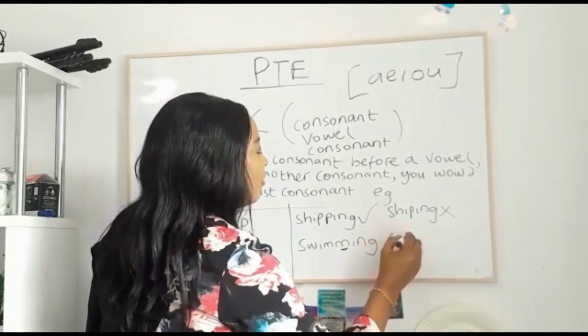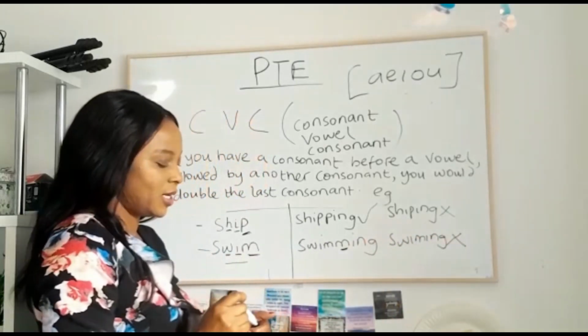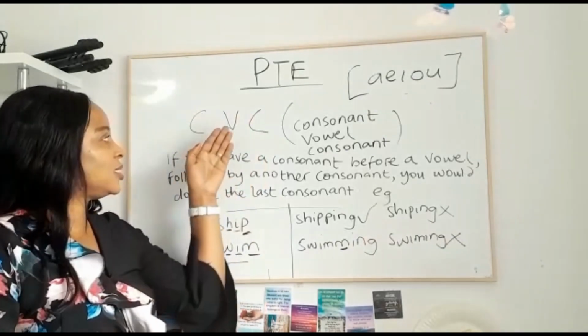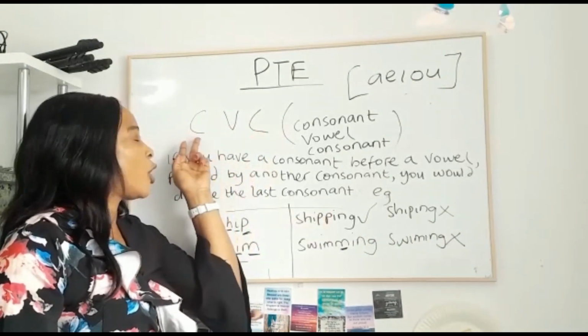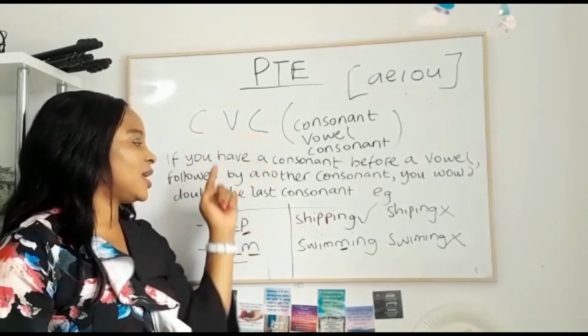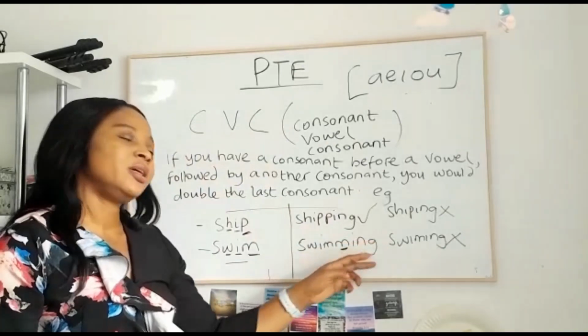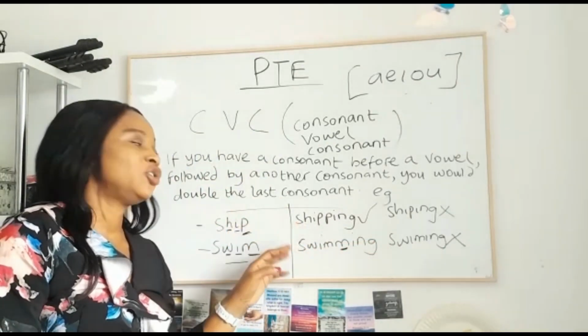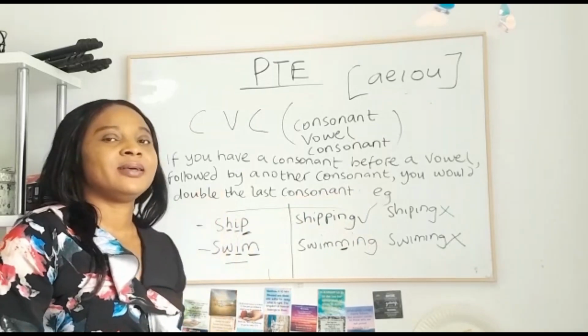But if you have anything like this, you would not be getting the spelling right. So you need to consider the CVC rule when you spell. Remember, when you have a consonant, a vowel, then another consonant, you would have the last consonant doubled. It gives you a clear vision of how to spell words. I hope this makes sense.